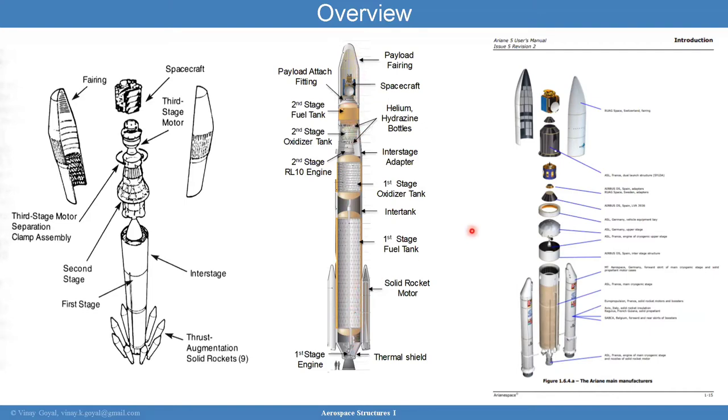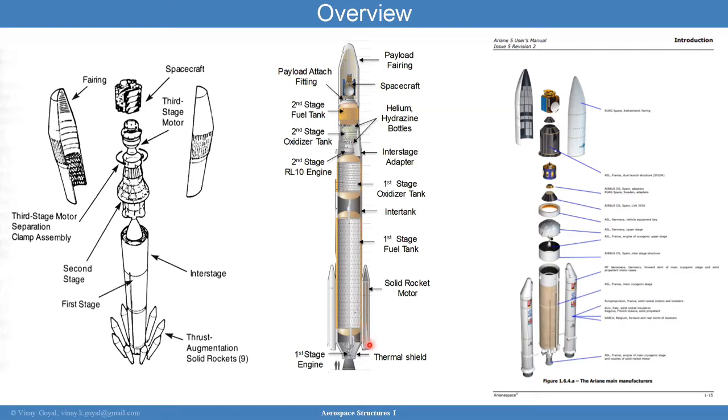On the right-hand side, you can see the Orion's vehicle. In the Orion's vehicle, very similar features can be found. You can find stage tanks, you're going to find bulkheads, you're going to find a payload adapter, and then you're going to find the spacecraft with the fairing protecting the spacecraft.